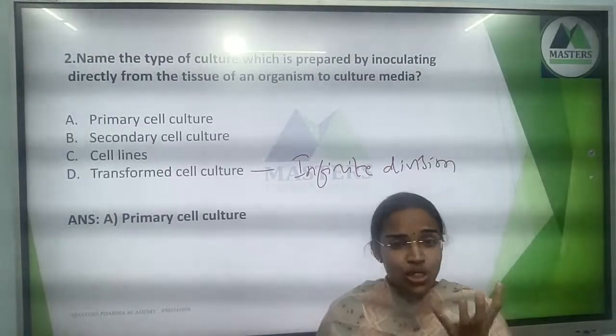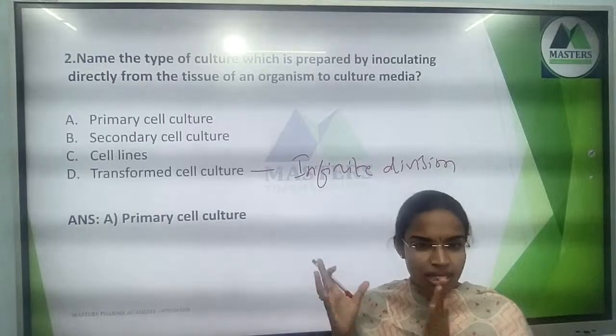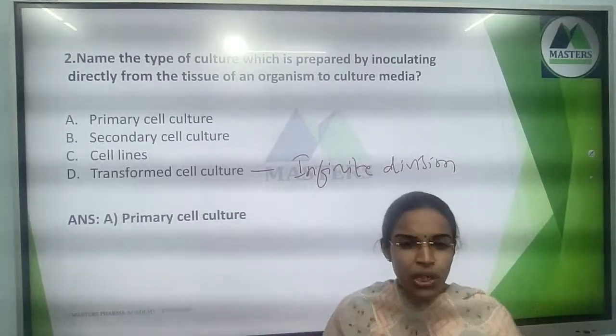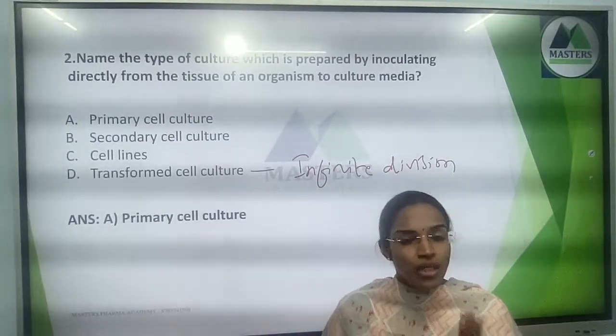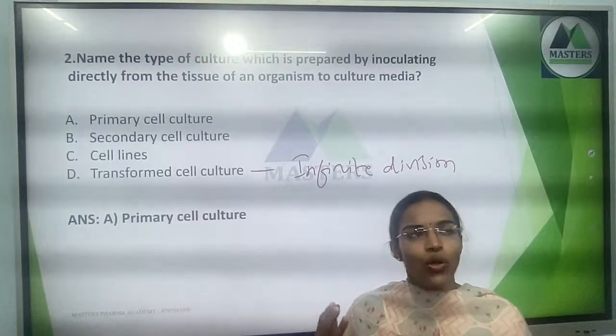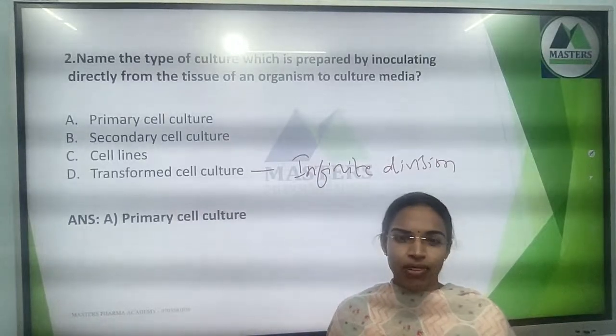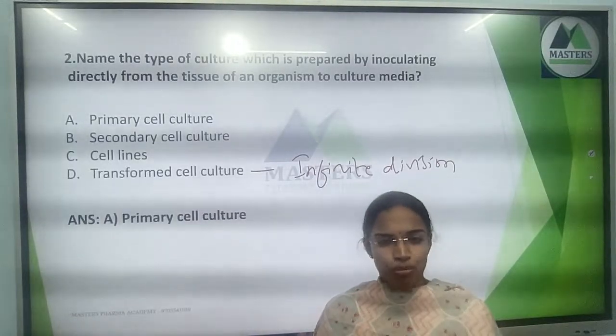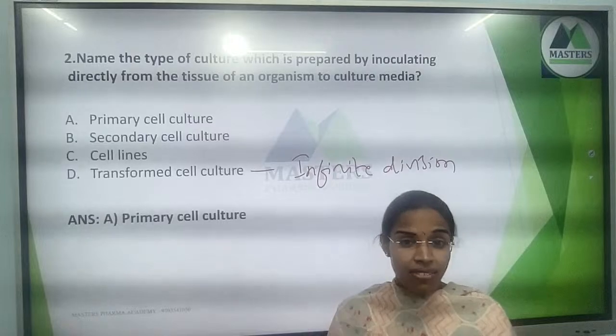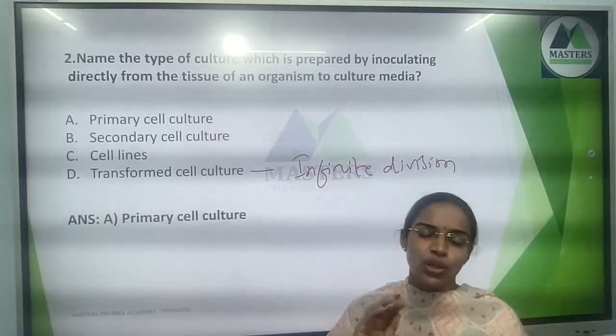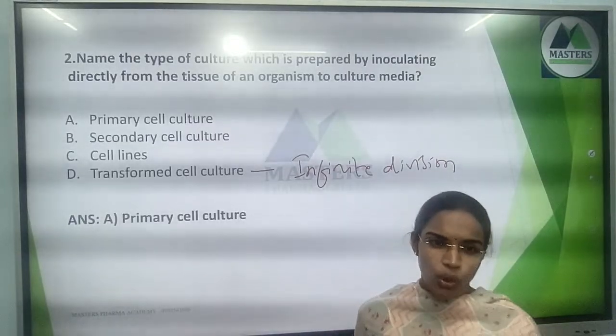This is because there is a gene mutation. In a transformed cell culture, we induce a gene mutation. By that way, it undergoes infinite division, which is responsible for cancerous or tumorous, malignant growth, unstoppable, uncontrolled growth.